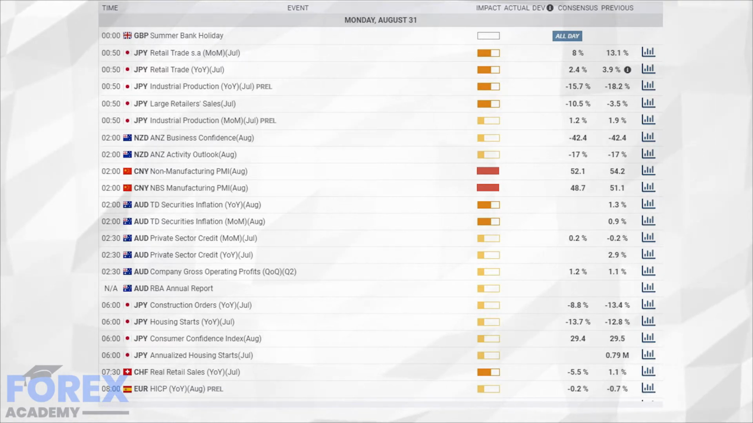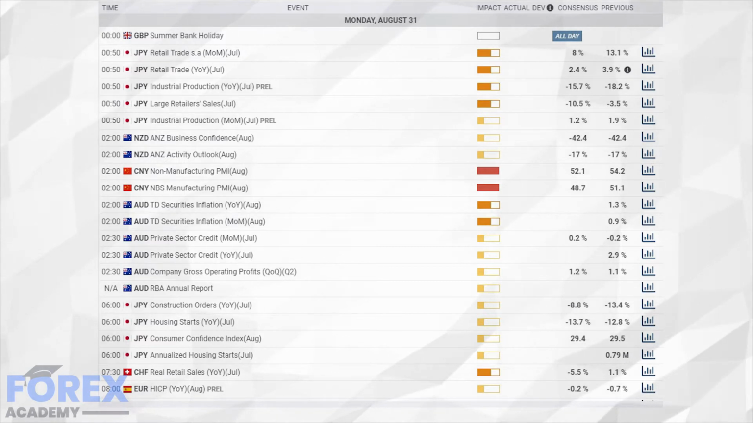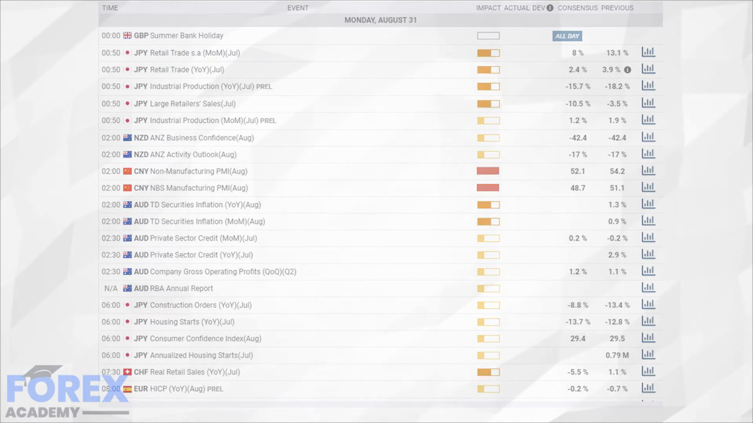Such data releases can cause the relating currency of that country to stay the same or gain in strength or lose value against other currencies. Therefore, it is vitally important that you understand how economic calendars can help you trading.